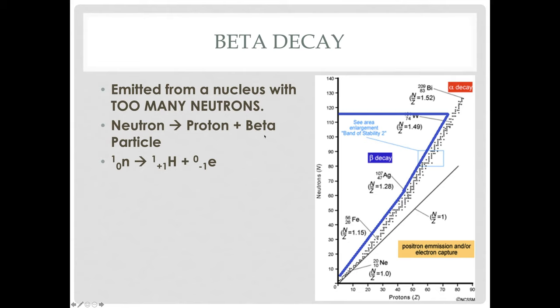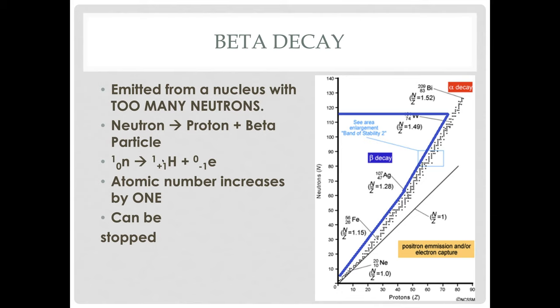Well, you're not going to undergo beta decay. A nucleus will undergo beta decay. The atomic number will increase by one. So we're going to have one more proton. So we're going to have one more atomic number. However, the mass will not change.